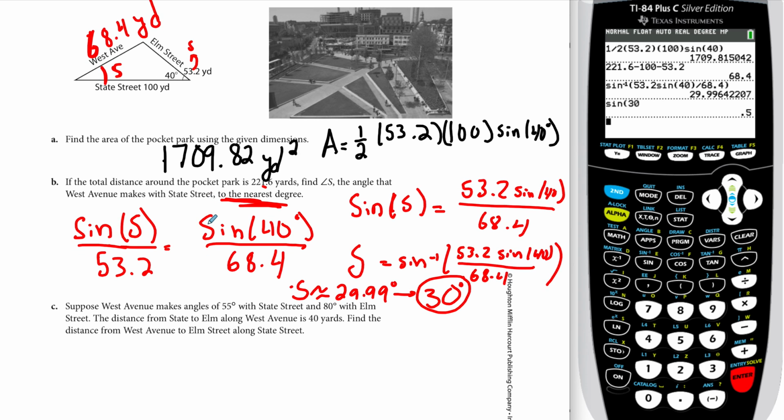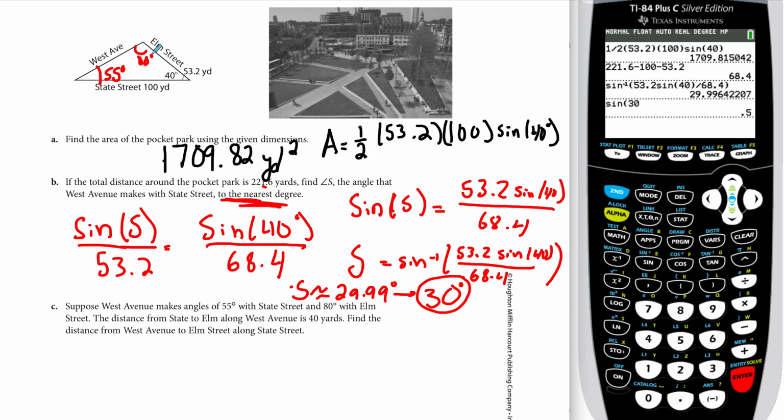Finally, suppose West Avenue makes a 55-degree angle with State Street. Okay, so we need to rethink this. So let's wind it back, because we're in a different kind of supposition. We're in a different scenario. So suppose West Ave makes a 55-degree angle with State Street and an 80-degree angle with Elm Street. This is an interesting situation because how does this work? You have to ask yourself, how do you get this to add up to 180 degrees?